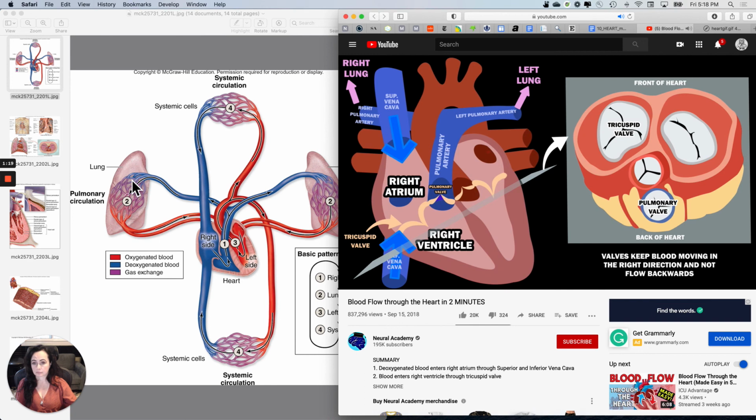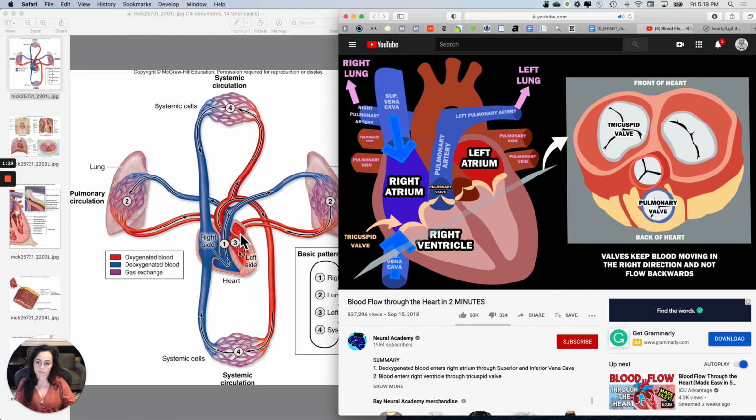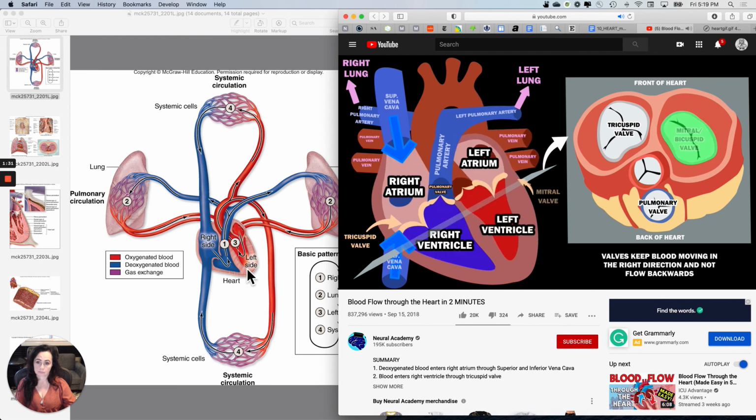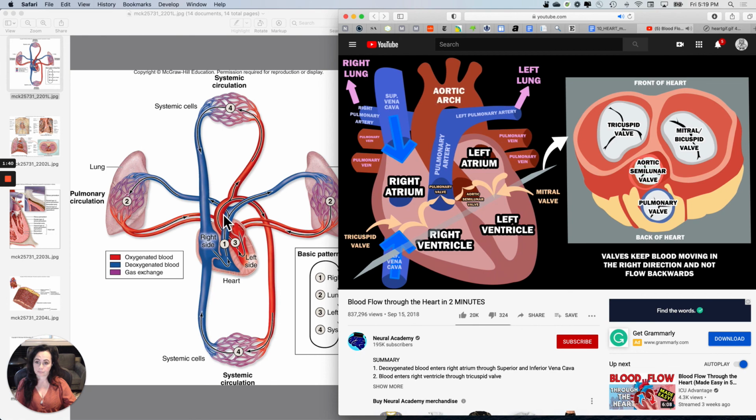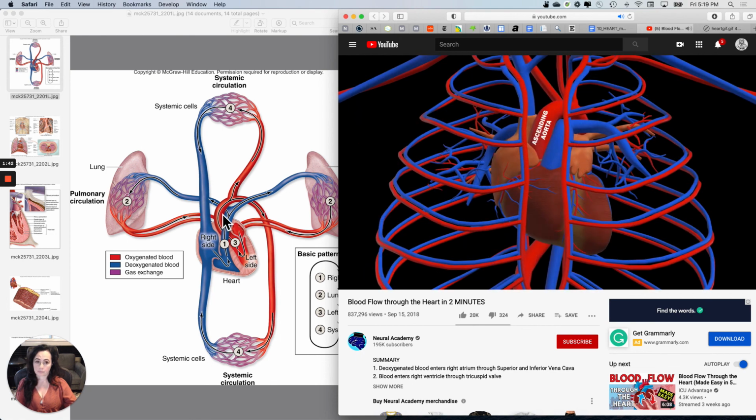In the lungs, gas exchange occurs. The blood discards carbon dioxide and picks up oxygen. Now, blood comes back from the lungs through the pulmonary veins, entering the left atrium. Next, the blood is pumped into the left ventricle through the mitral or bicuspid valve. Finally, the oxygenated blood leaves the left ventricle through the aortic semilunar valve, entering the aortic arch. The aorta, which is the largest of all the arteries, distributes the oxygenated blood to the rest of the body.